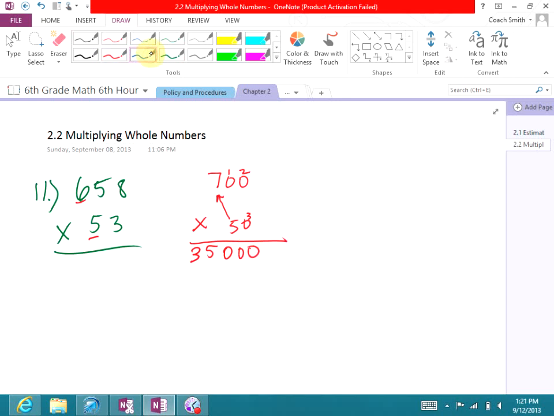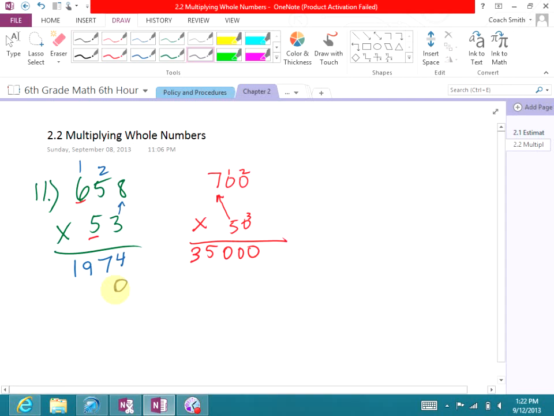Now I'm going to actually multiply 658 times 53. 3 times 8 is 24. Carry my 2. 3 times 5 is 15, plus 2 is 17. Carry my 1. 3 times 6 is 18, plus 1 is 19. Me personally, when I'm bringing down a 0, I actually put it down there. I know some people don't do that. I always do it so I make sure I don't make a mistake. That's what you've got to do when you multiply multiple digit numbers.